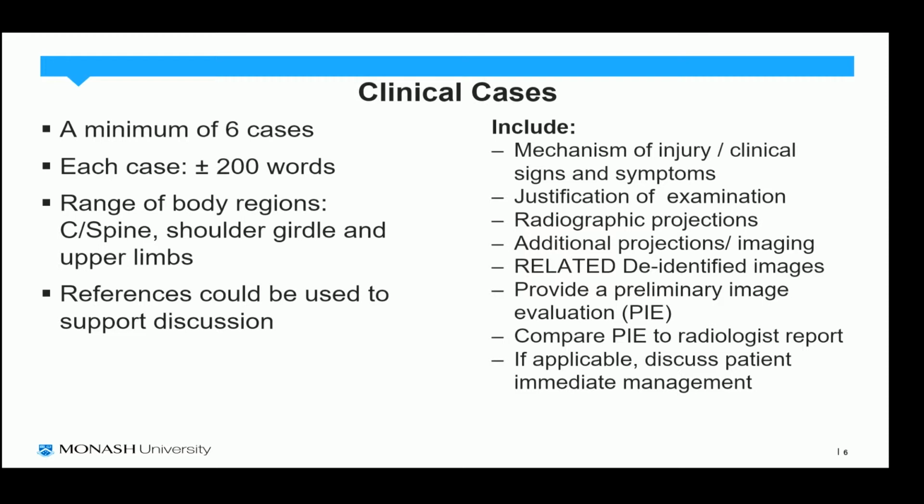You need to include, as appropriate, the importance of the mechanism of injury, also justification of exams, what radiographic projections were taken, were that sufficient, or did you actually need to do additional projections, and then provide de-identified images of each case, and then provide a preliminary image evaluation. Then compare your PIE evaluation to that of the radiologist's report, and if applicable, you can discuss the immediate management of the patient.